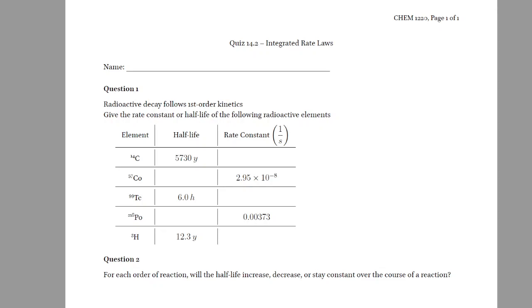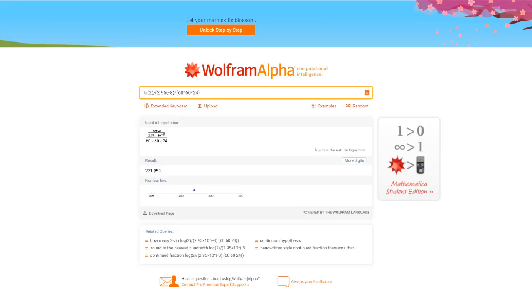Oh, shoot. You didn't see any of that. Sorry. I'll just leave that screen up there for a second for you to look at it. Natural log of 2 divided by that rate constant. Then we'll divide by 60 seconds to the minute and 60 minutes to the hour, 24 hours to the day. Okay.